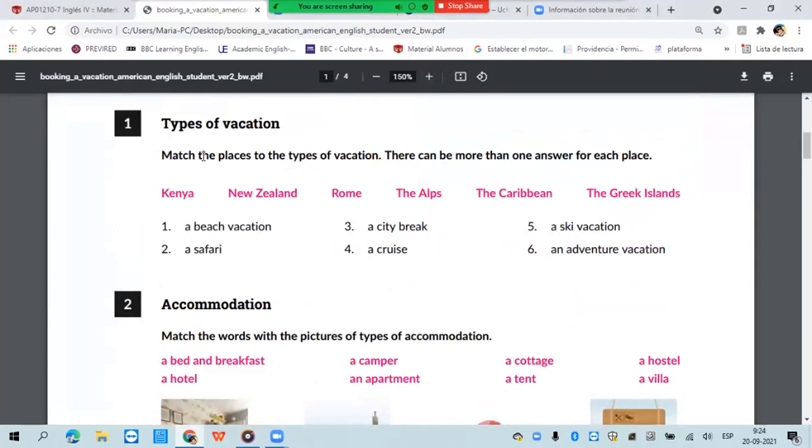Okay. Here you have 1, 2, 3, 4, 5, 6 different places. Kenya, New Zealand, Rome, the Alps, the Caribbean, the Greek islands. Could you please match these places to the types of vacation? From 1 to 6 here, you have different types of vacation. Have a look at them, and there can be more than one answer for each place, according to what you think. Okay? Go ahead.